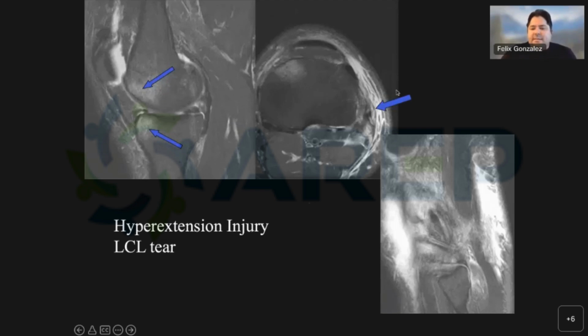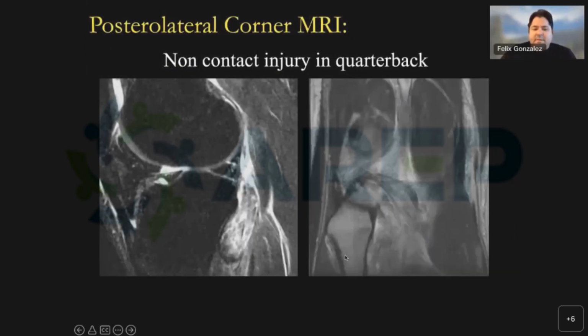Completely torn with extensive edema deep and superficial to that ligament. You see the biceps tendon is also torn as well. And the IT band is completely dissociated and involuted proximally as well. But sometimes this injury can happen as a non-contact injury.